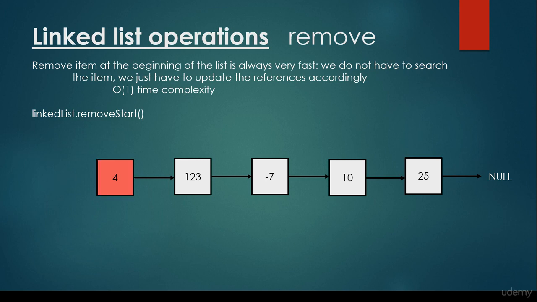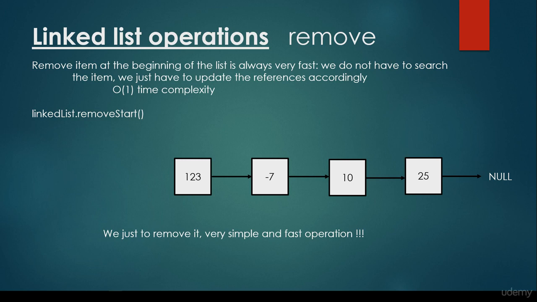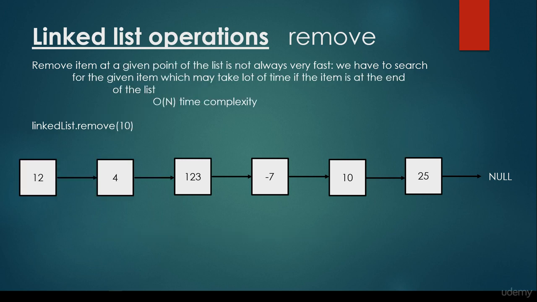Okay, what about if we would like to remove the next item? In this case, the root node is the 4, so we're just going to get rid of it. Quite simple and fast operation. What if we would like to remove an item at a given point of the linked list? It's not that fast because first we have to search for the given item, which may take a lot of time if the item is at the end of the list. So that's why it's going to have an order n linear time complexity algorithm.